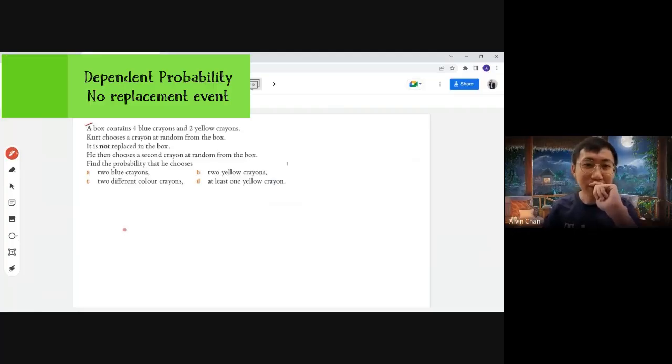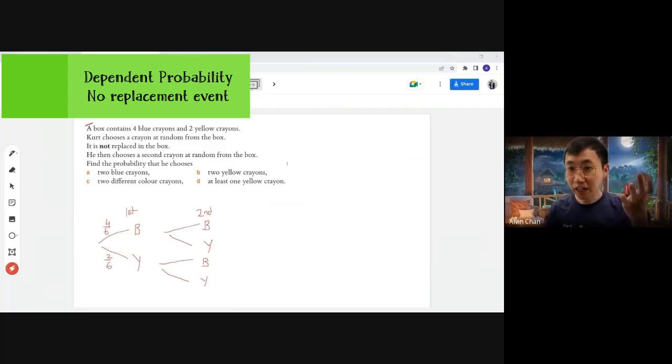Draw how many times? Two times. Okay, 1, 2. Blue or yellow? Blue, yellow, blue. 4/6. So this one must be 2/6. Look at the way I do the tree diagram, right? When I do 4/6, immediately I must check it is 2/6. And then I will do a mental calculation to make sure these two add up to 1.